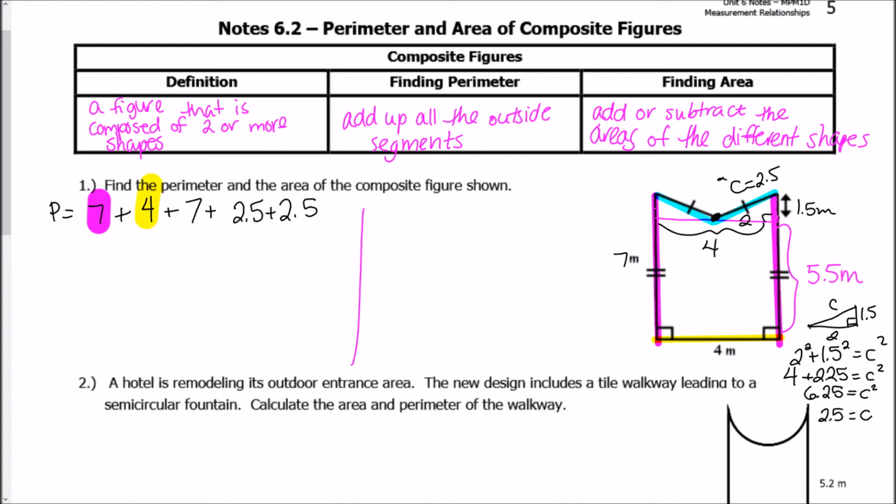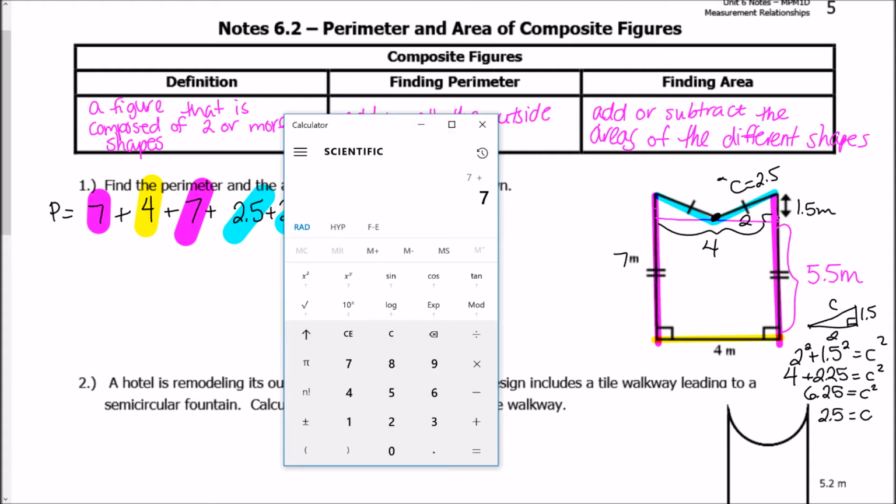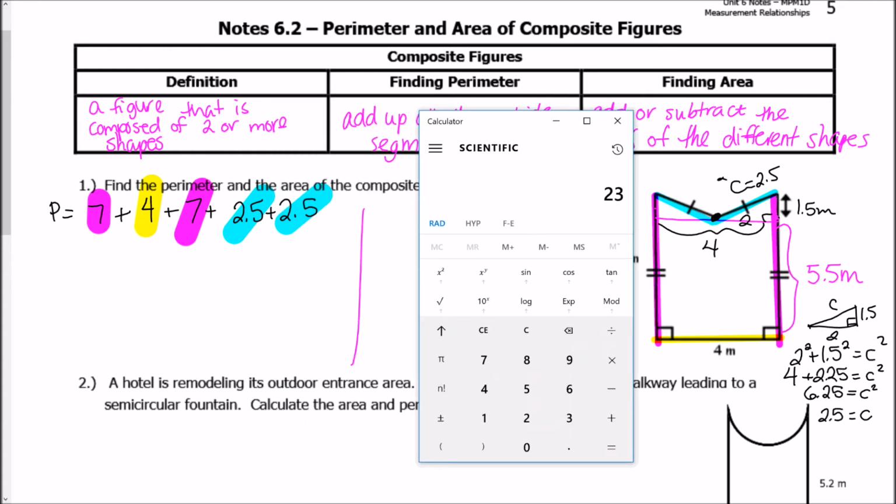Then this side length of 4, okay? Then another side length of 7, and then two side lengths of 2.5. Okay, so then when I add it all together, I'm going to say 7 plus 4 plus 7 plus 2.5 plus another 2.5, and I get a perimeter of 23 meters.